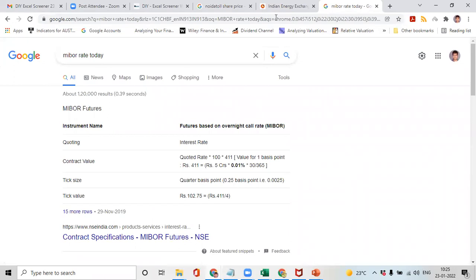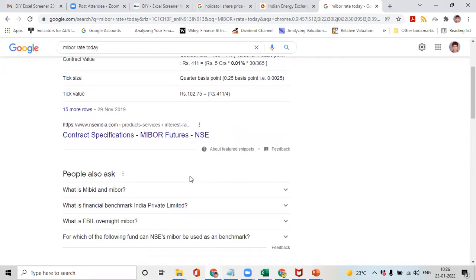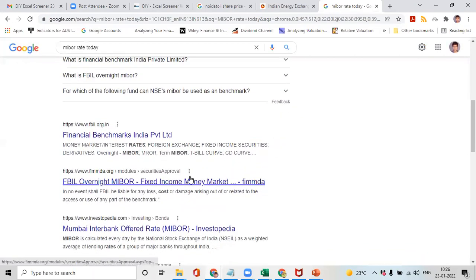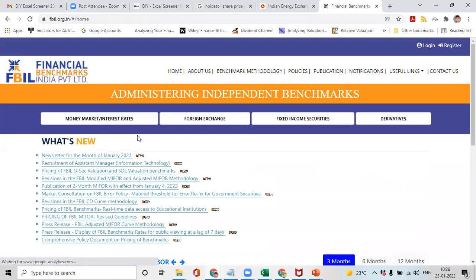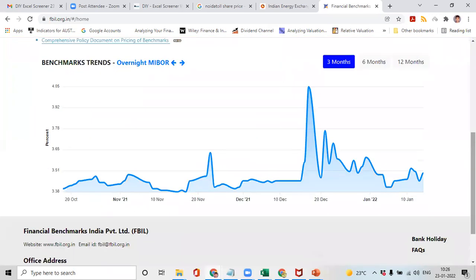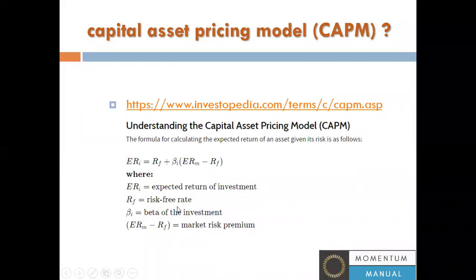So MIBOR interest rate is what today? Whatever, you go to the website, you will get that. This is the one, MIBOR overnight rate. So, Mumbai Interbank Offer Rate. Where is it published? Yeah, this is the one. Today's rate is this one, 3.5. Right, so that's your risk-free rate.